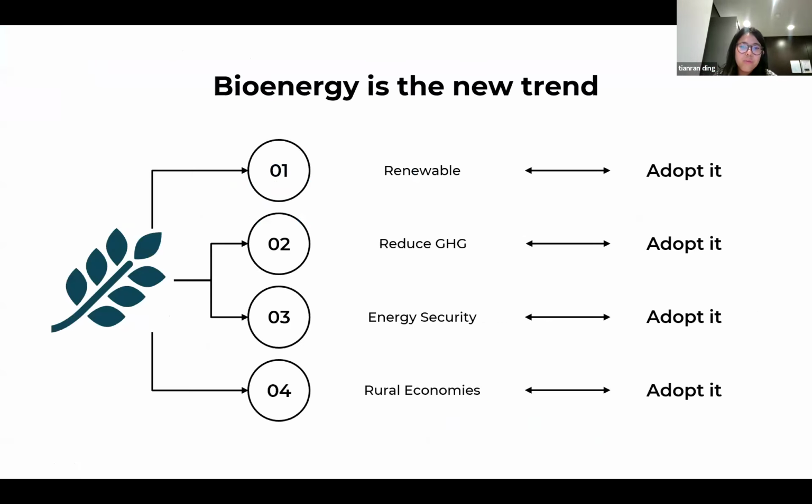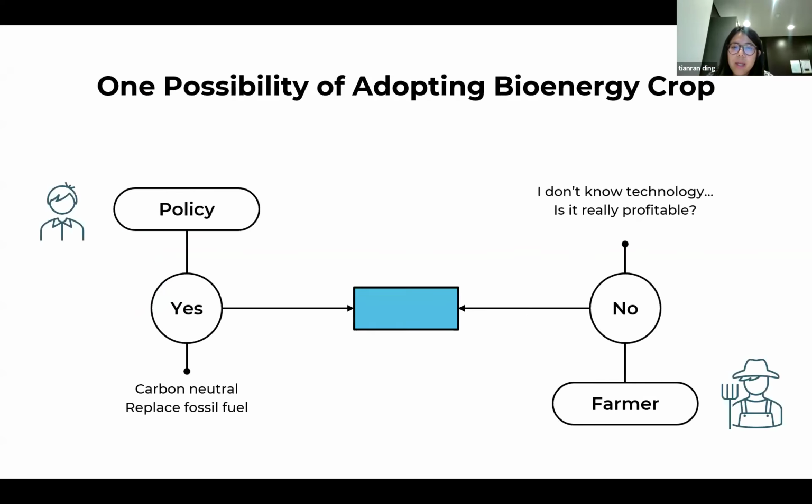For bioenergy, we have all heard that it's good, it's renewable, and it could help the rural economy to grow. So many of us think we need to adopt it. But the adoption decision is made by the farmers. Even though the policymaker will say we think it's good, the farmers will think about other factors, like: I don't know the technology, I'm not sure if it is really profitable. So the farmers might say no.